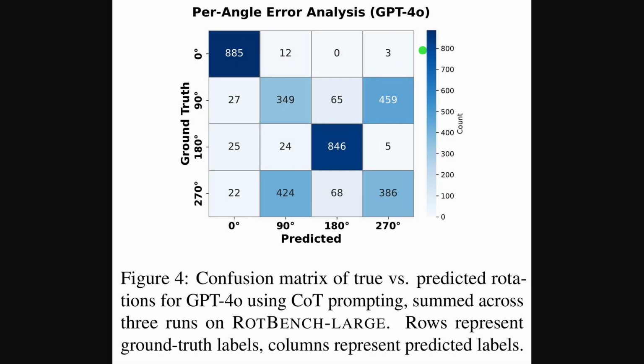Next, we are looking at the confusion matrix heat map, which summarizes predictions across 3 runs using chain of thought prompting. The diagonal cells show correct identifications, and you can see strong counts for 0 and 180, which indicates reliable performance there. The off-diagonal band between 90 and 270 is striking, because hundreds of 90 images are predicted as 270 and vice versa. This asymmetry highlights a clockwise versus counterclockwise ambiguity that persists despite otherwise good accuracy.